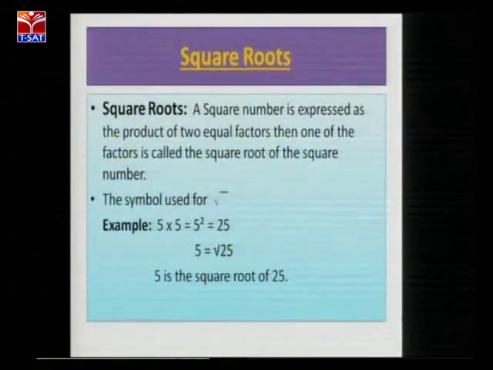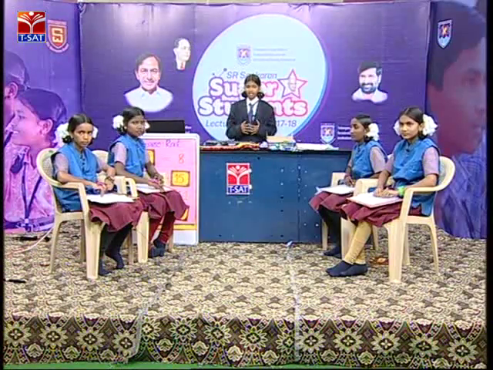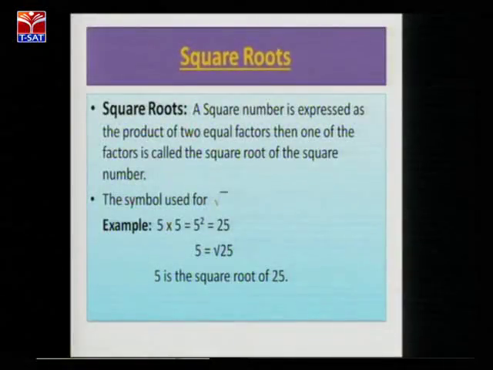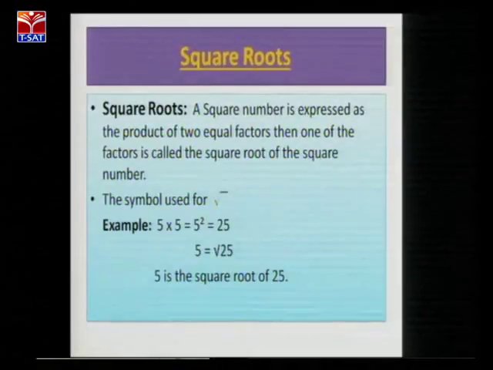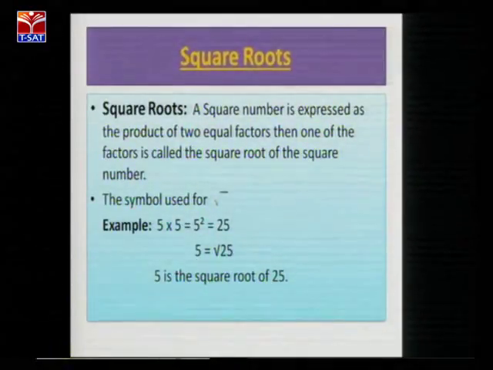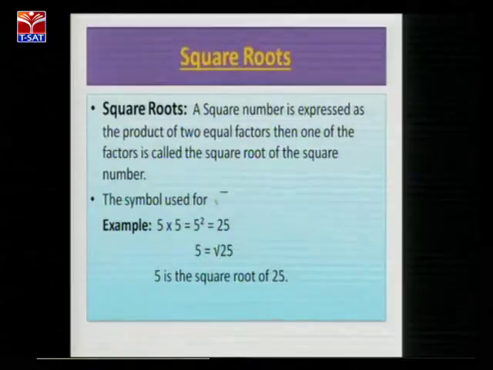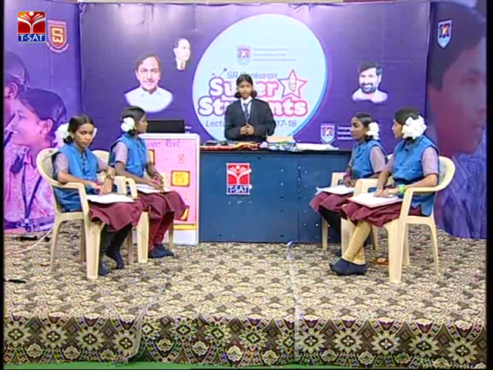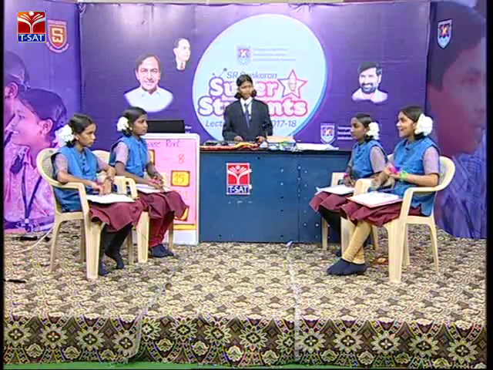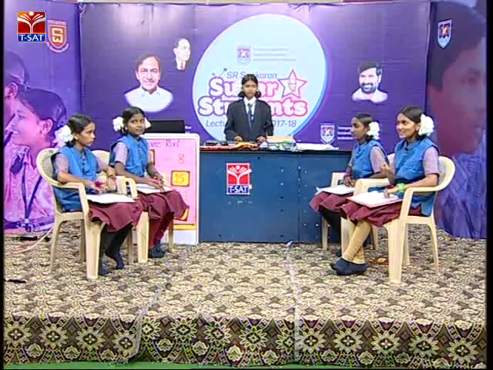Friends, the next is square roots. A square number is expressed as the product of two equal factors. Then one of the factors is called the square root of the square number. The symbol is used for square roots. See here, friends. Okay friends, Namta, can you give one example for this? Yes friend, the example is 5 into 5, that is equal to 5 square. So friend, 5 is the square root of 25. Good friend, well done explanation. Friends, have you understood? Yes friend.